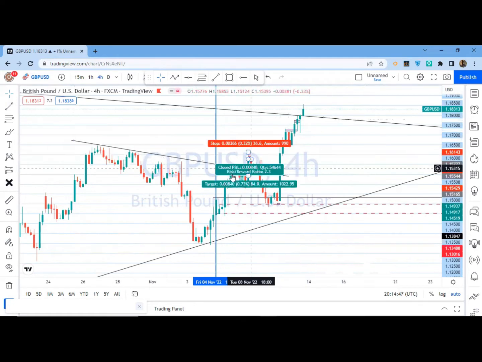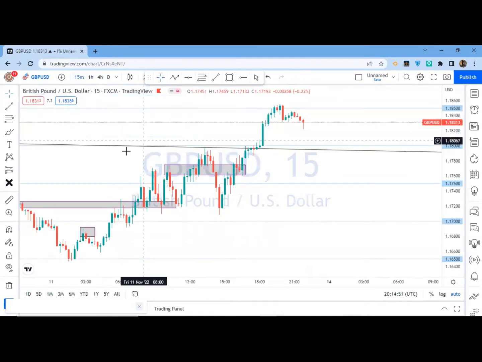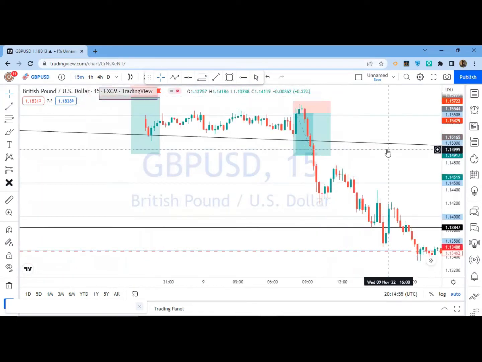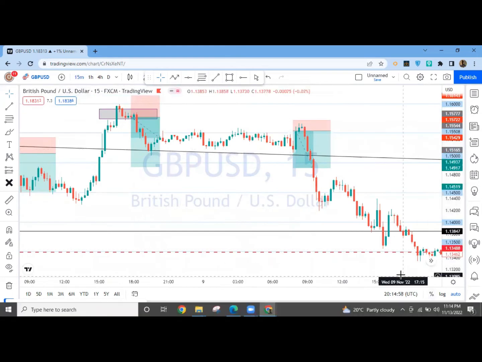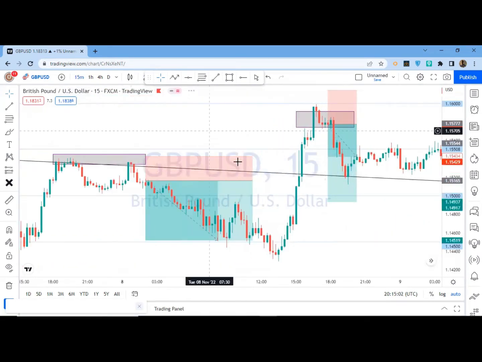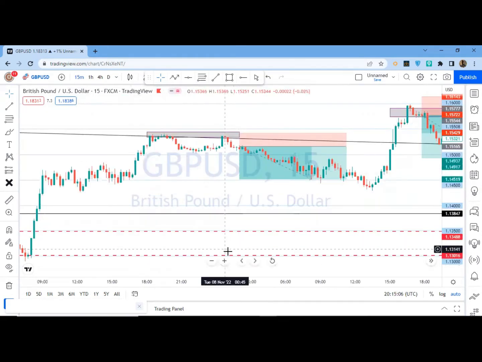So our first trade of the week came in this. I'm trying to zoom out. Crazy, I've disconnected my mouse. Okay.